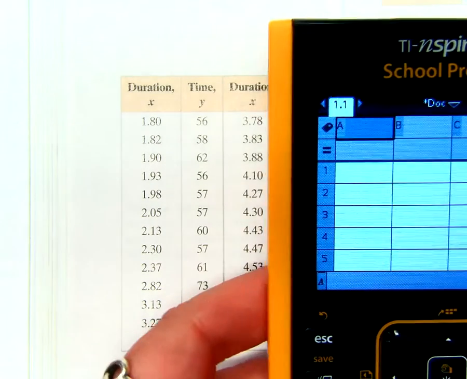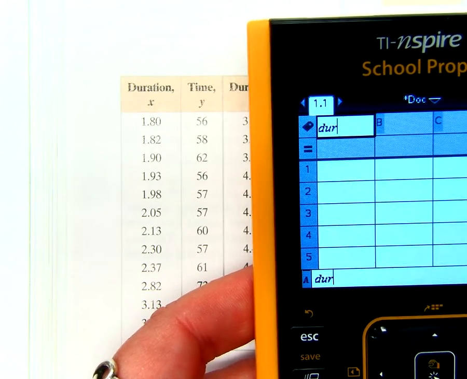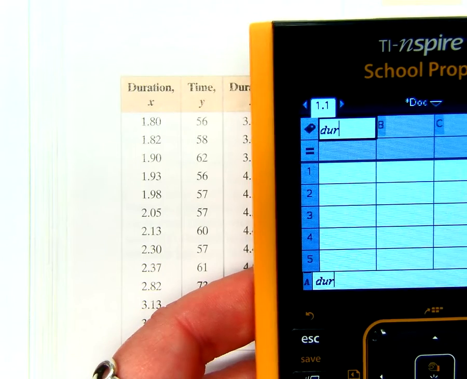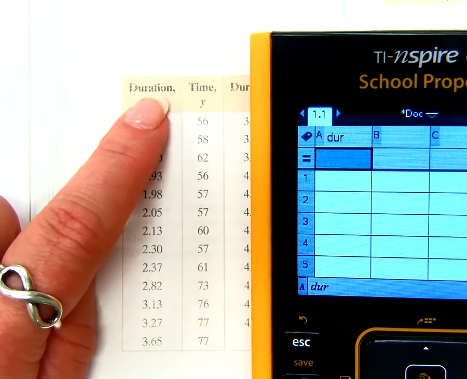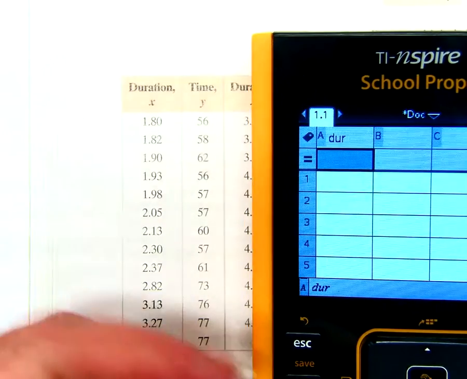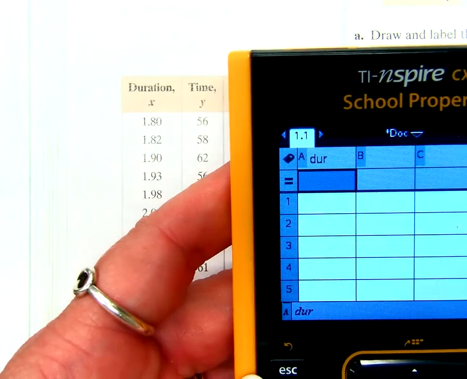Duration, right? Now, I could put duration, or I could put dur, because I know that's going to stand for duration, or I could even put X, but I want to maybe give it the name that it is here. I could totally type out the whole word duration, but I'm just going to go with dur because I think that's funny. Okay?